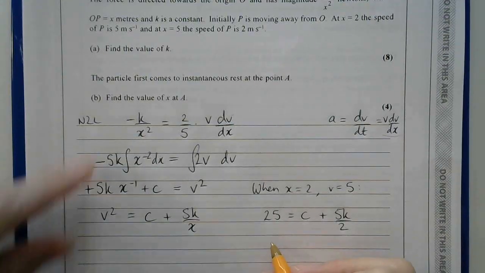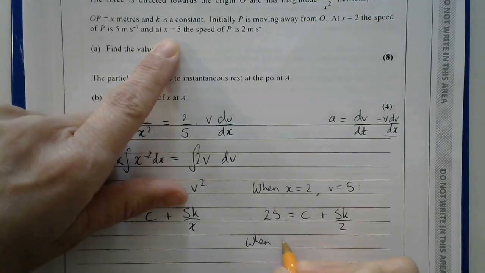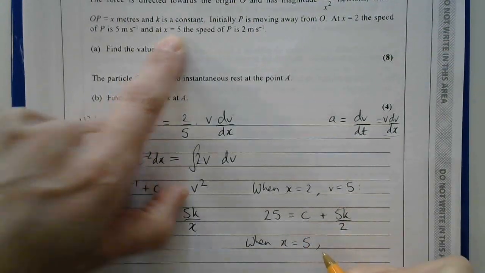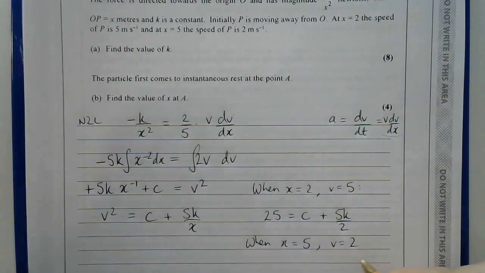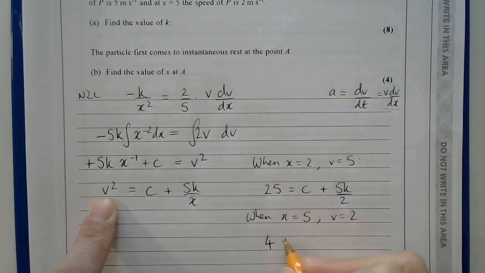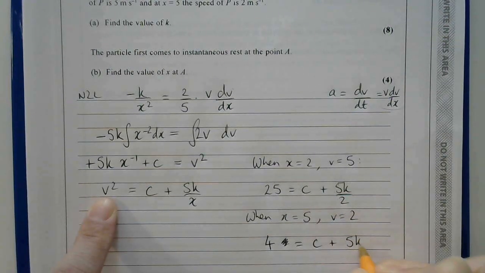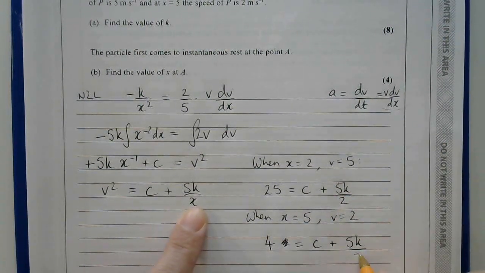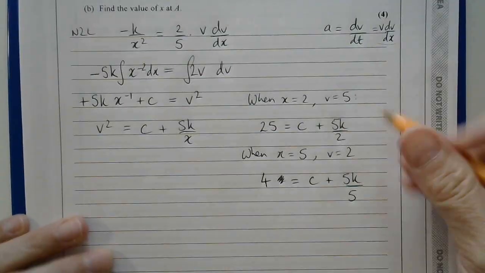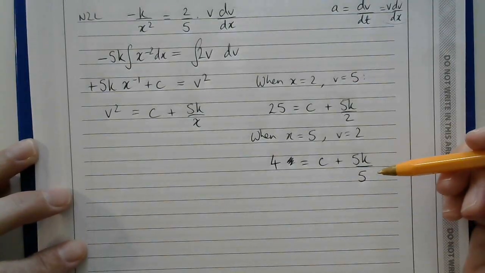Instead, when I put in the other initial conditions here, when x is 5, the speed is 2. So when x is 5 here, I get 2 squared, so I get 4. Equals c plus 5 times k over what x is, which is 5 in this case. Okay, so I've got two equations with c and k in it, so I need to solve them simultaneously.